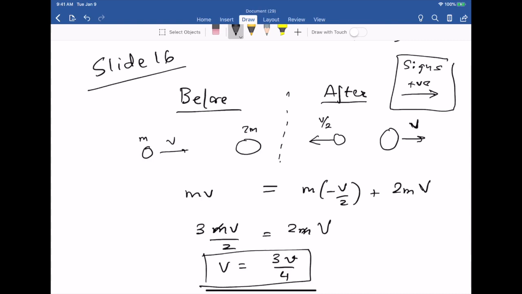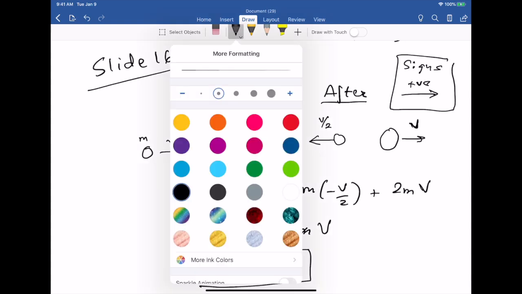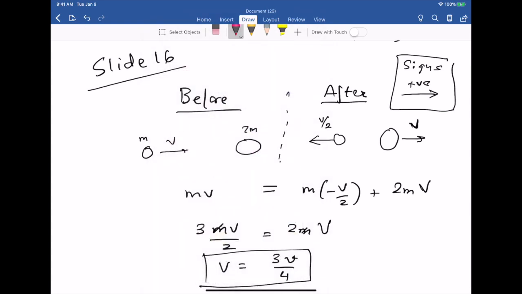When doing this problem in class, a common mistake that a lot of students make is they forget about this negative sign. That is extremely important because momentum is a vector quantity. So you have to keep track of the direction of momentum. All right.